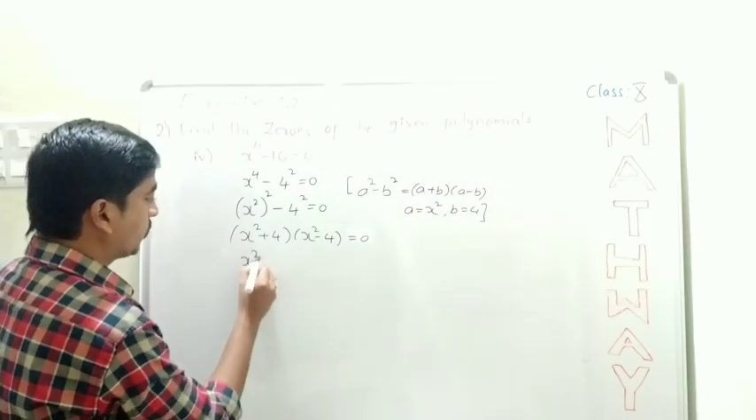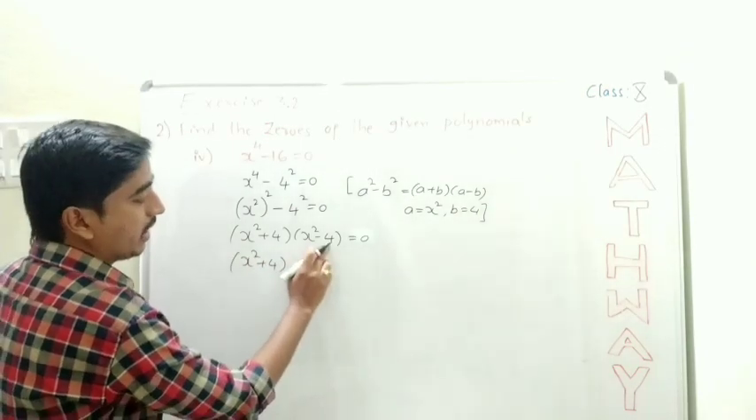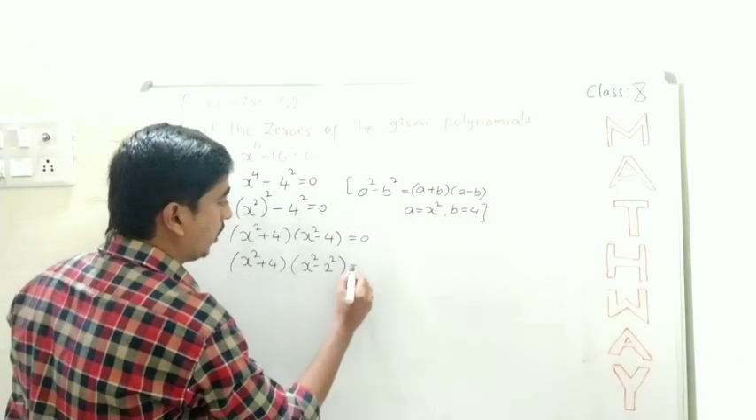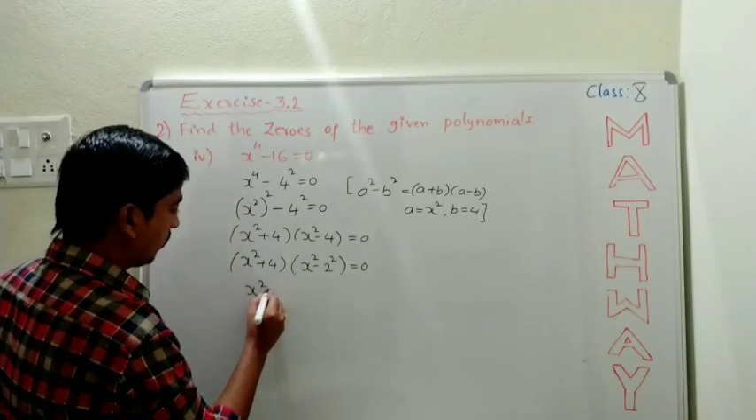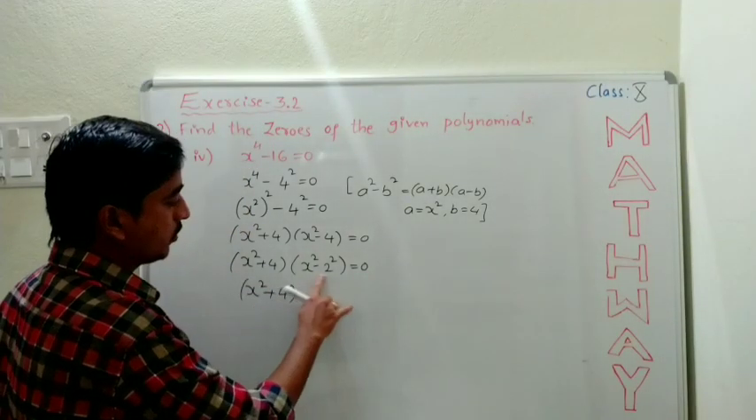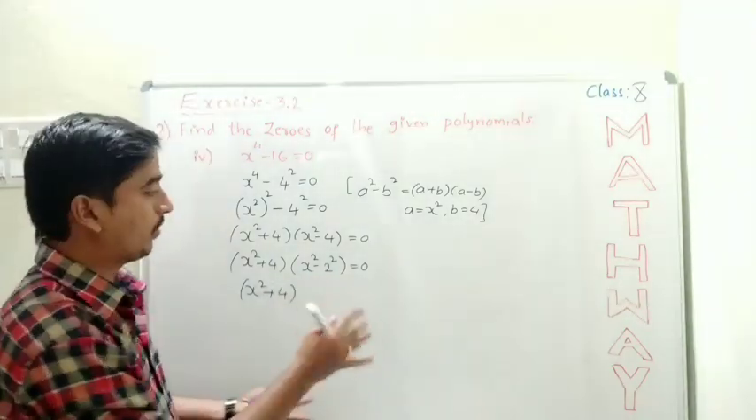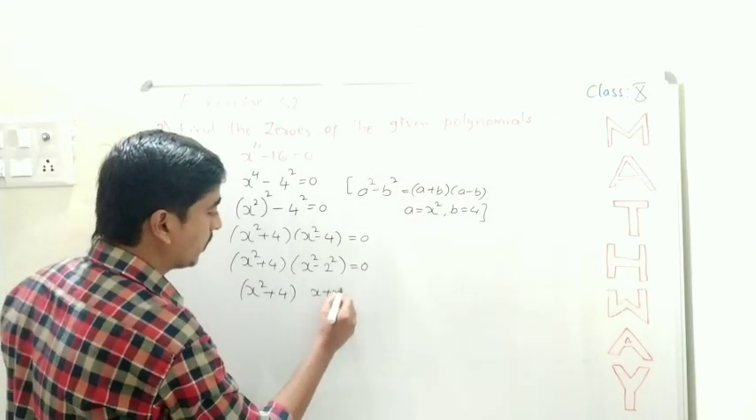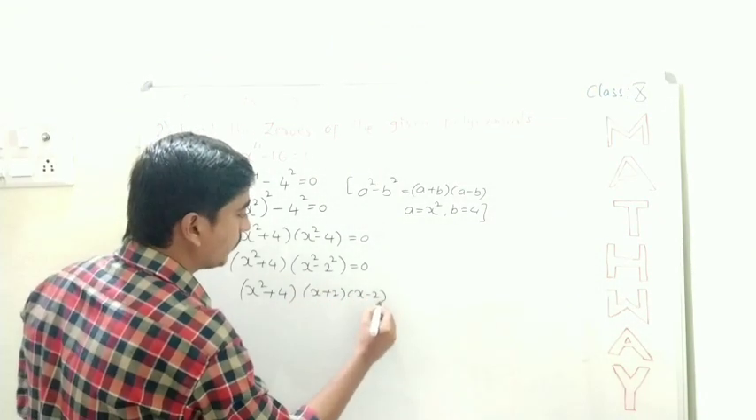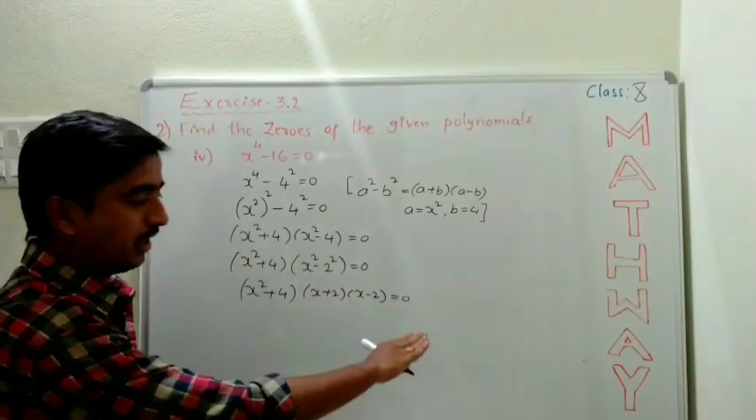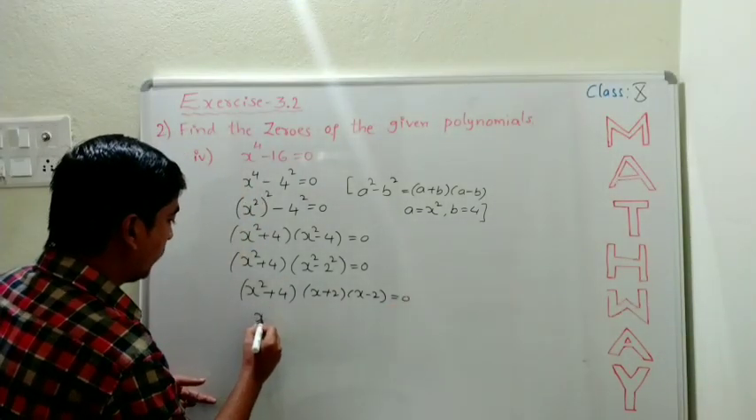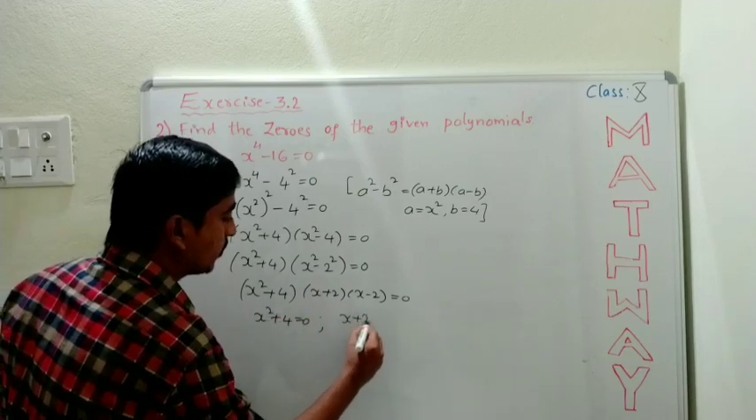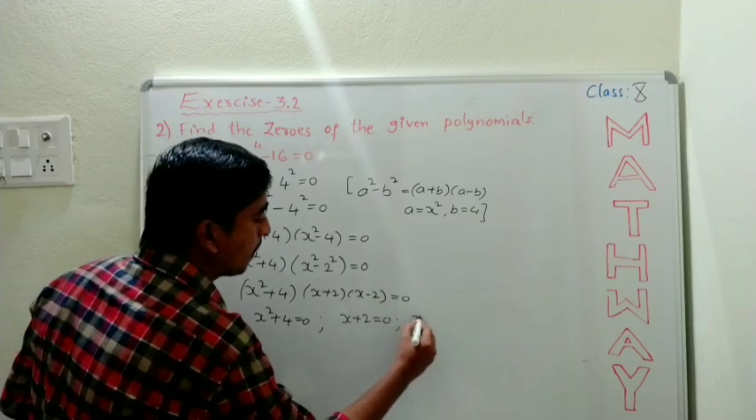So x square plus 4 stays as it is. Here we can write 4 as 2 square, so x square minus 2 square equals to 0. Here also we can use the same world famous formula, a square minus b square. So this can be written as x plus 2 into x minus 2 equals to 0. Now make the 3 terms equal to 0. So x square plus 4 equals to 0 and x plus 2 equals to 0 and also x minus 2 equals to 0.